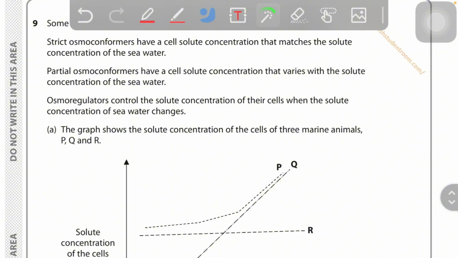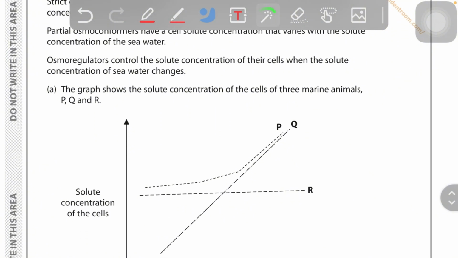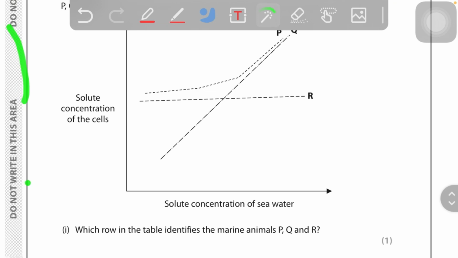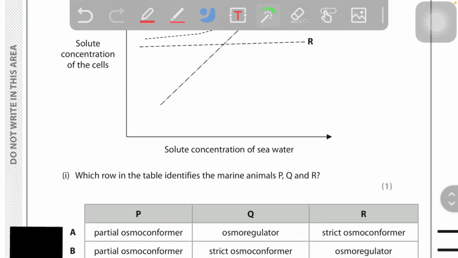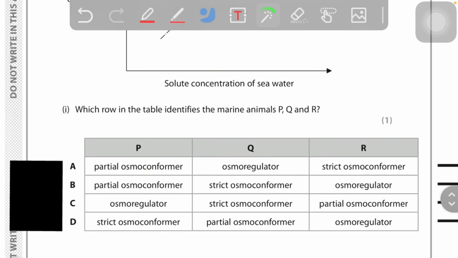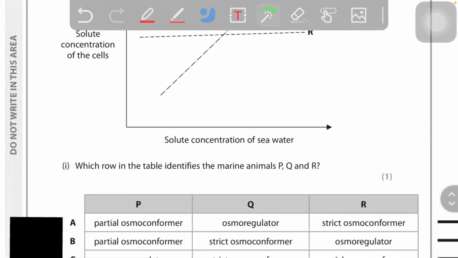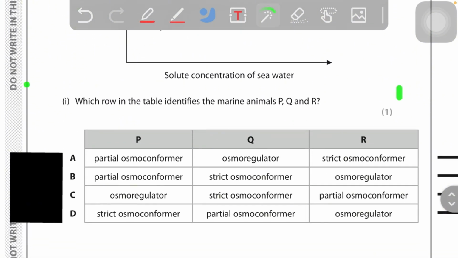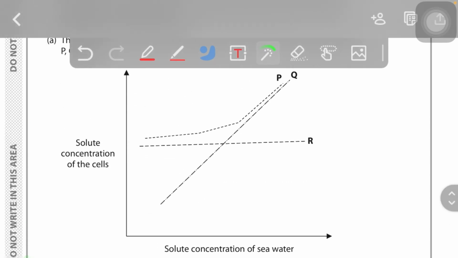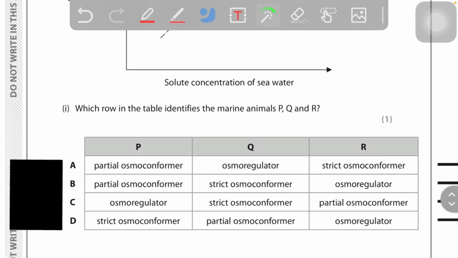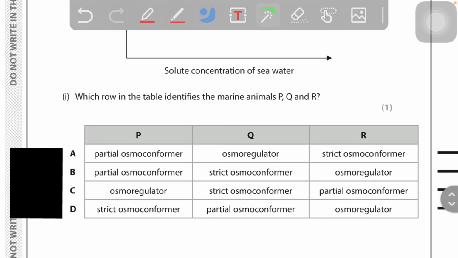The graph shows the solute concentration of the cell of three marine animals, P, Q, and R. Which row in the table defines the marine animals P, Q, and R? So R remains constant, Q is always increasing, and P is also increasing in a pattern. So P can be partial osmoconformers.